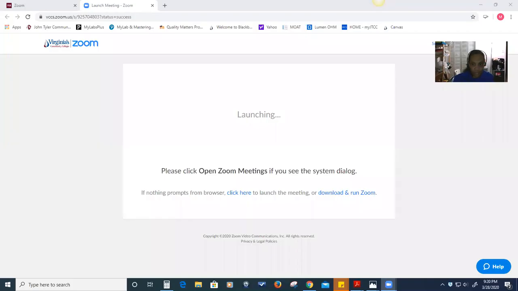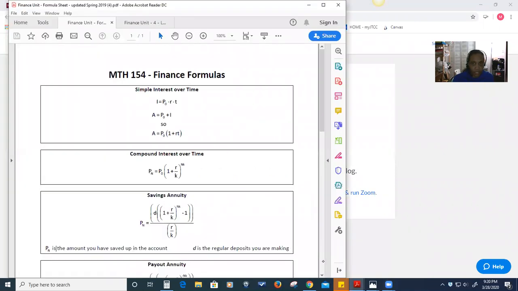Your college loans, okay? Your college loans eventually, maybe not right now, but eventually are gonna start accumulating interest, and you're gonna have to pay back not just what you borrowed, but also interest on that money that you borrowed, okay? So let me share my screen with you. And let's take a look at the formula sheet here, all right?